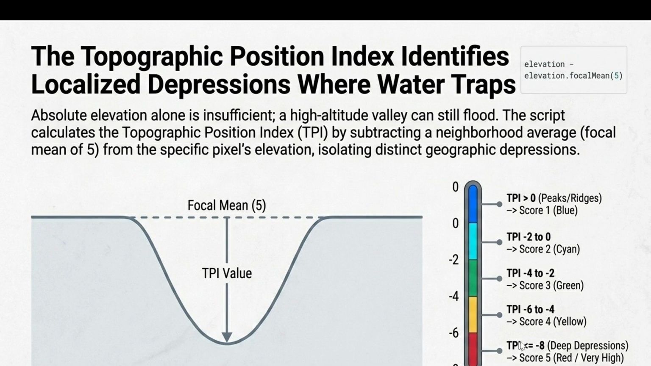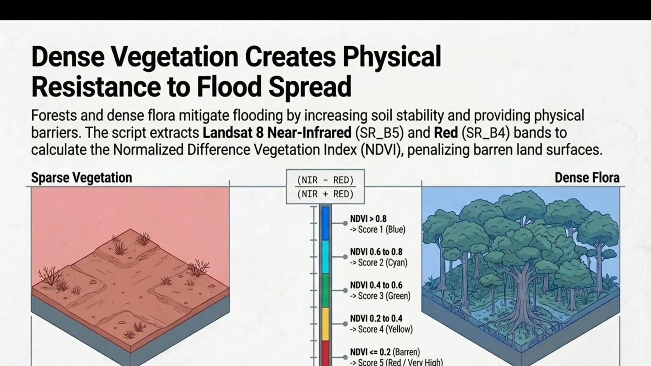If the TPI value is less than or equal to negative, mainly a deep depression. If the TPI value is less than or equal to -8, it's a deep depression, so it's a very high risk of flood. And if the value is greater than 0, mainly a positive value, it indicates a low risk of flood. So TPI, the topographic position index, is also important for that.